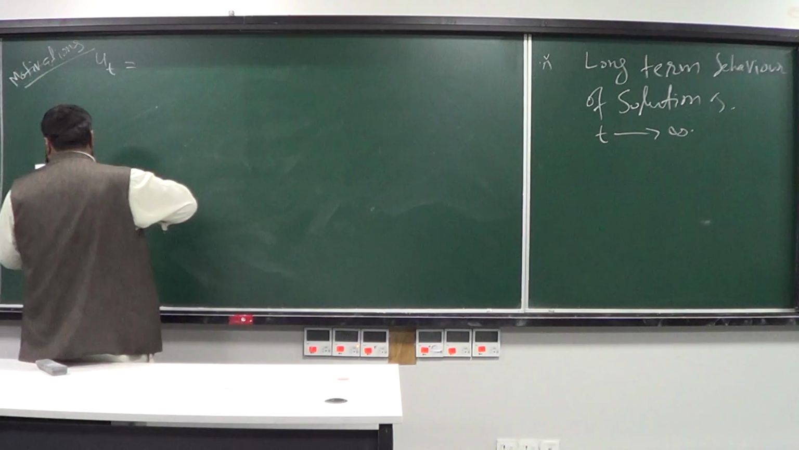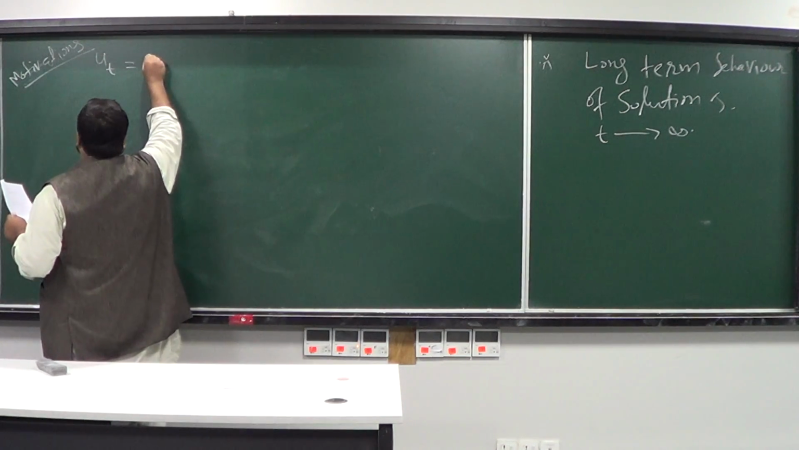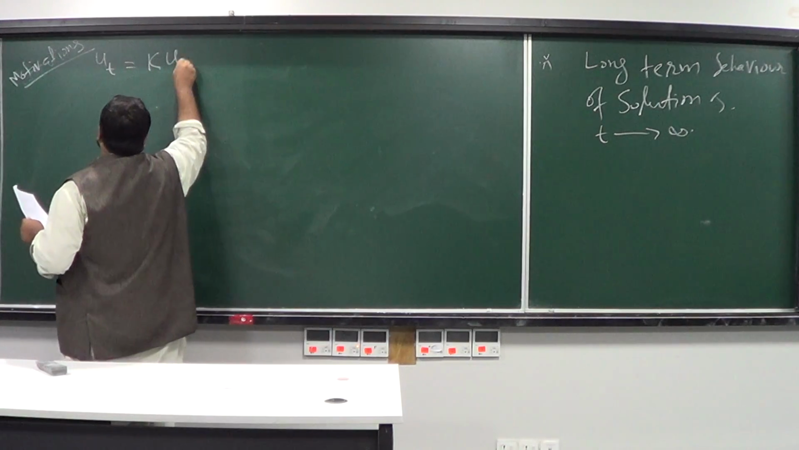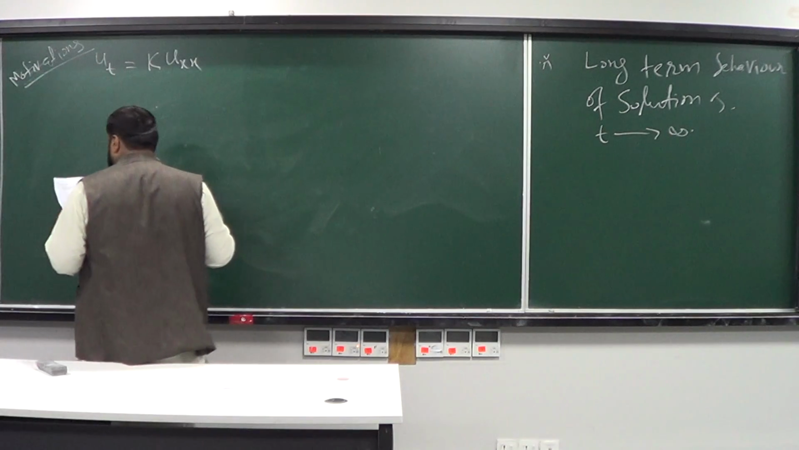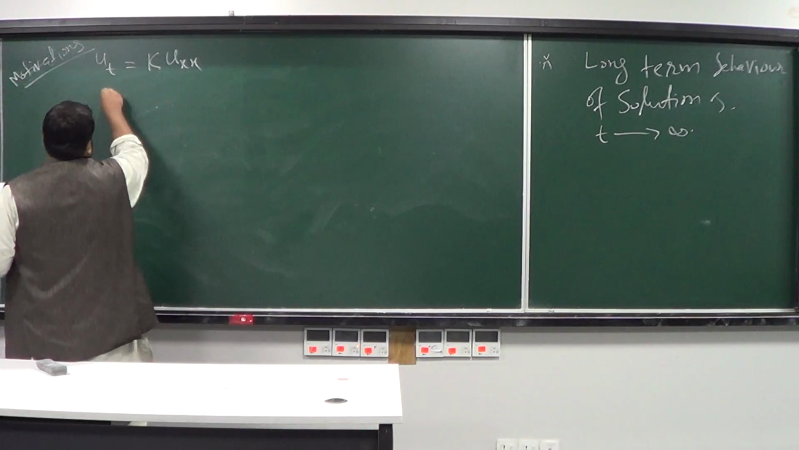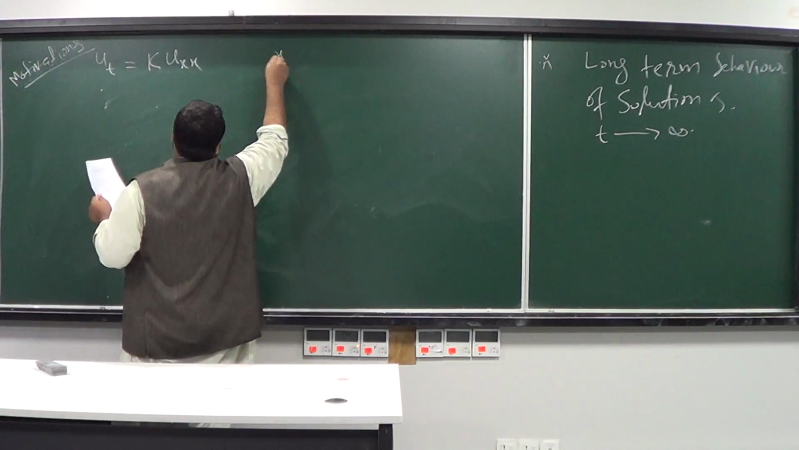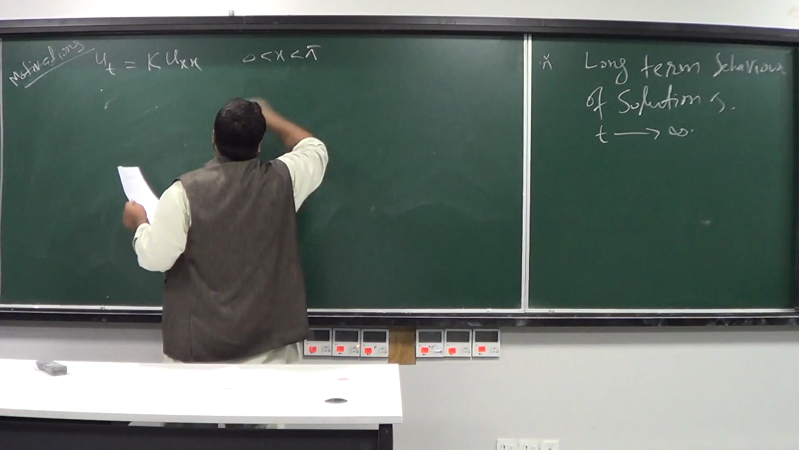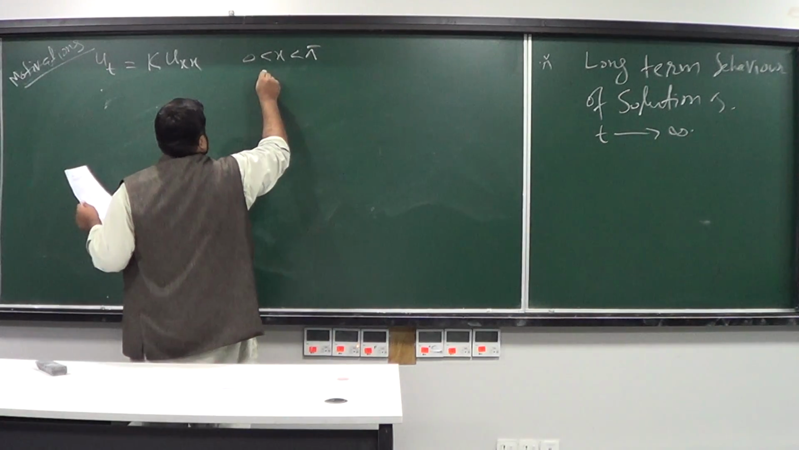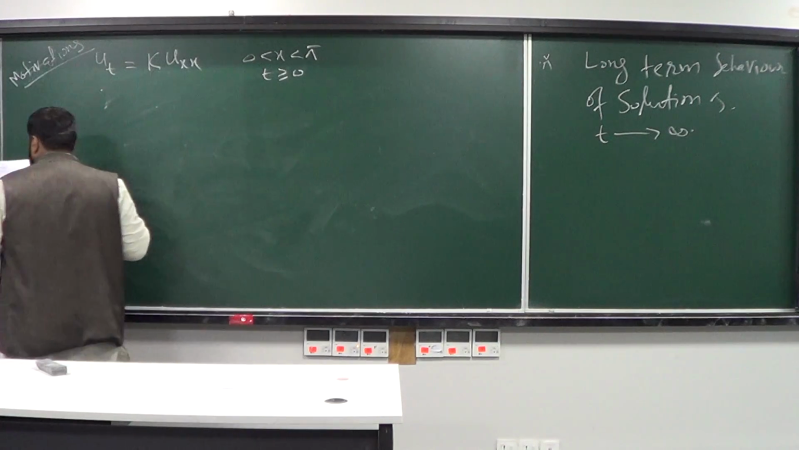So here's a standard heat equation. Say u_t equal to k u_xx, where k is a positive constant, and say the initial conditions. Say you are considering x between 0 and pi, and the time is bigger than or equal to 0.